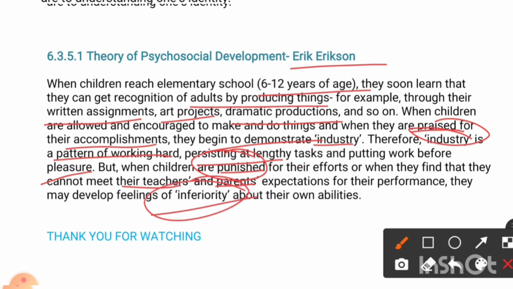According to Erikson, it is very important to praise children at this psychosocial development stage, so that they feel comfortable and like to do their work. They are more industrious, that is, more hardworking. So this comes under psychosocial development.